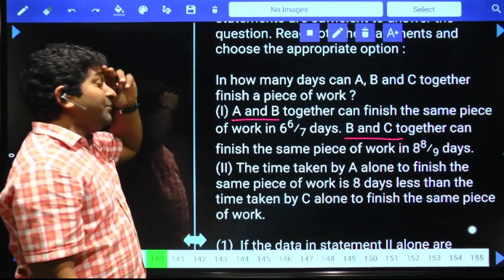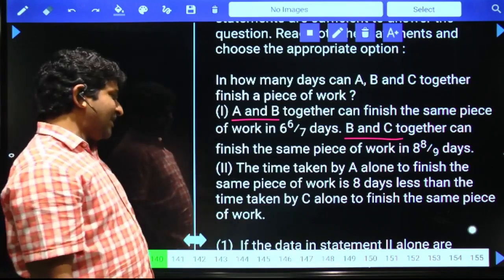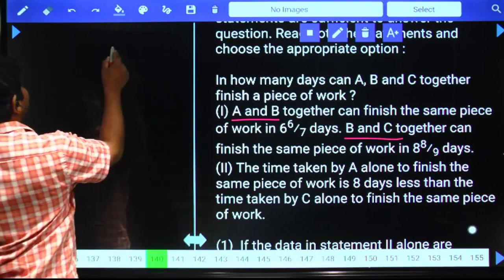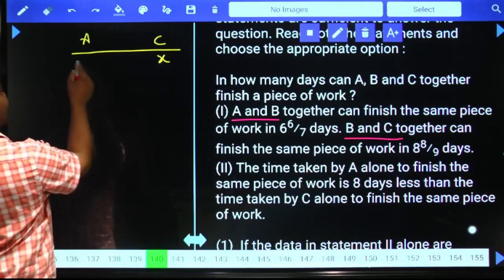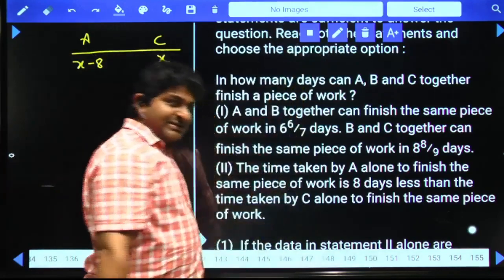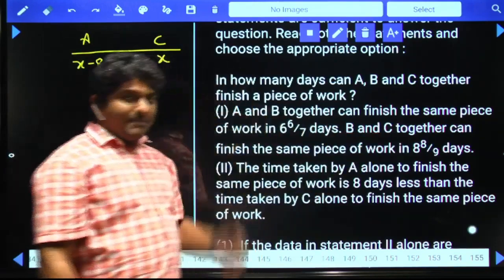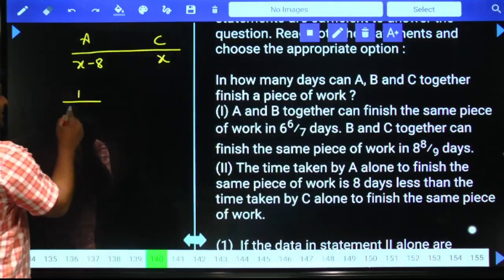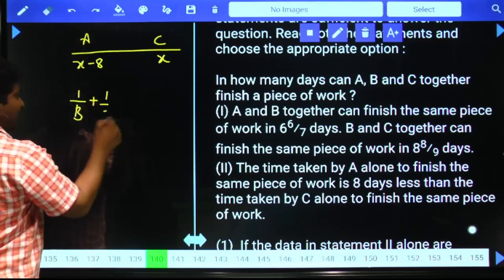Next. The time taken by A alone to finish the same piece of work is 8 days less than the time taken by C alone to finish the same piece of work. If C can do the work in X days, A can do it in how many days less? 8 days. That is X minus 8, they said. Now, from this, when you know time taken by BC and then AB, I will subtract 1 day work of BC, that is 1 day work of B and then 1 day work of C.